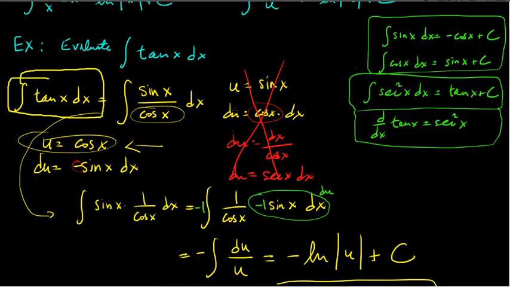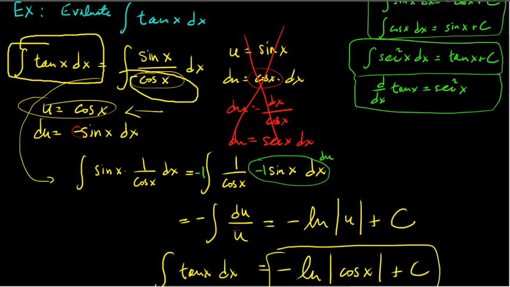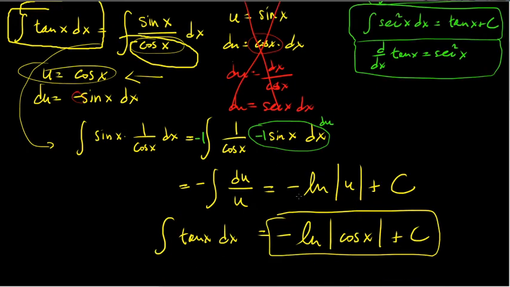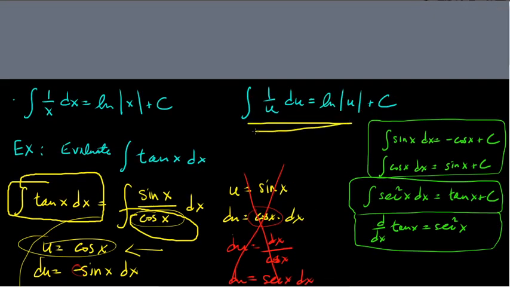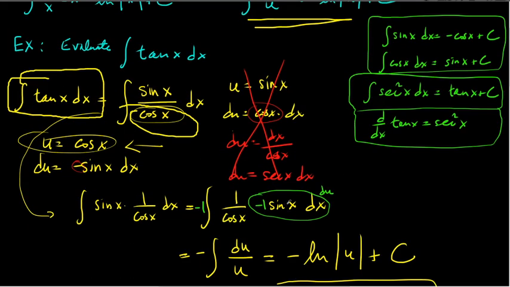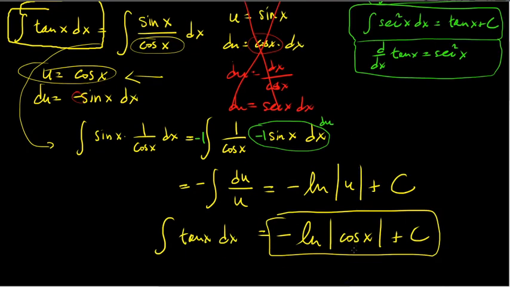You can do the substitution. u is the denominator, u is cosine, right? And then when you do the substitution, you get this 1 over u du. And then don't forget that that's the natural log of absolute value. Right? And do we need absolute value here?